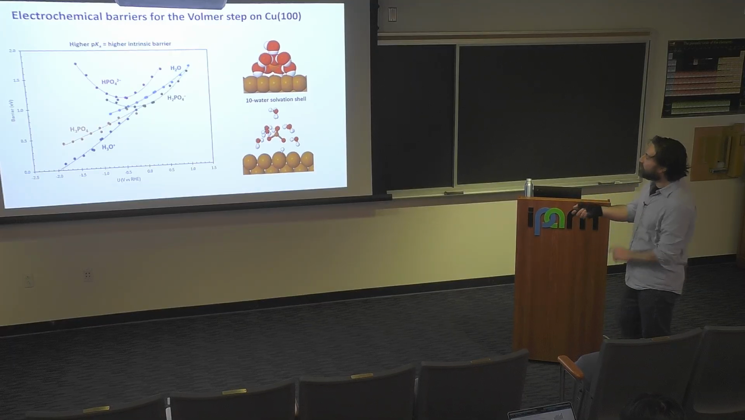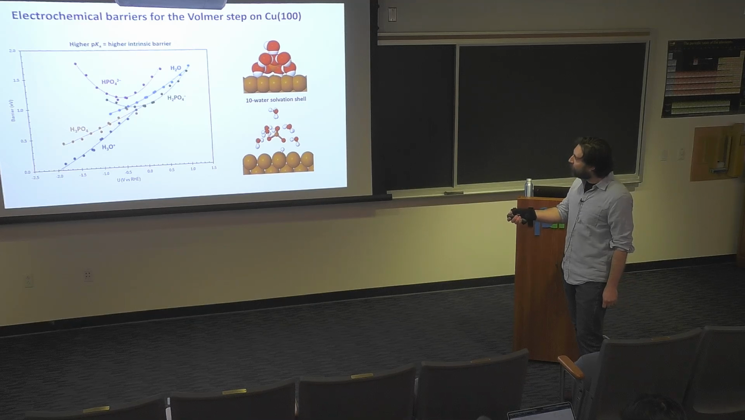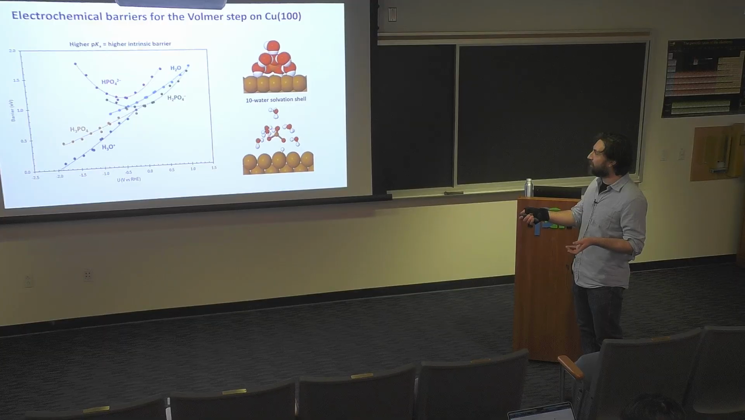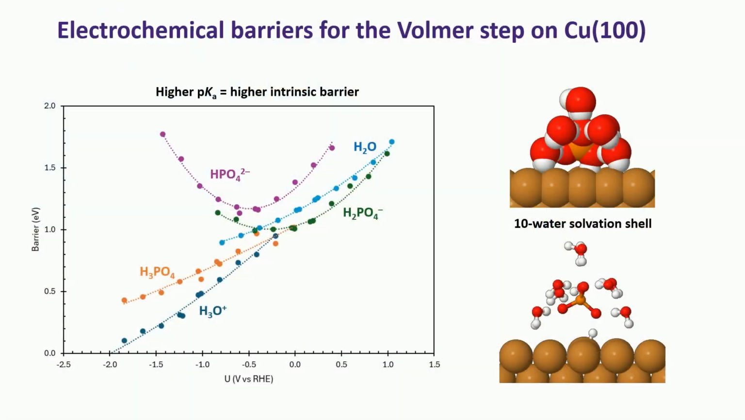Okay, and the other key point is that we found that as you go to proton donors that have a higher pKa, the intrinsic barrier increases. So hydronium has the lowest barrier, then phosphoric acid, water, and then these other phosphate ions have somewhere in between or sometimes even higher just due to their negative charge. It kind of breaks this relation.